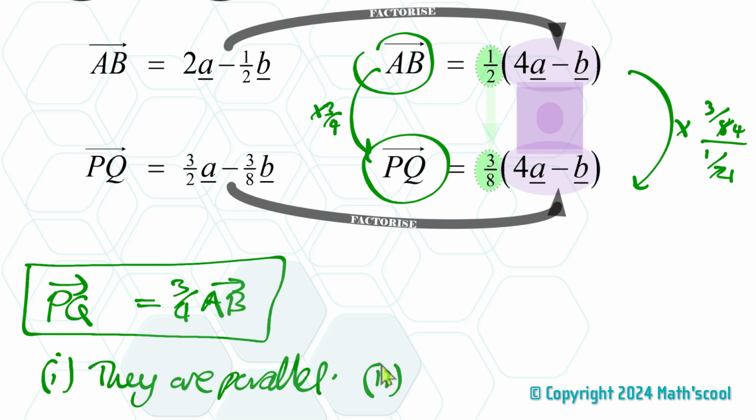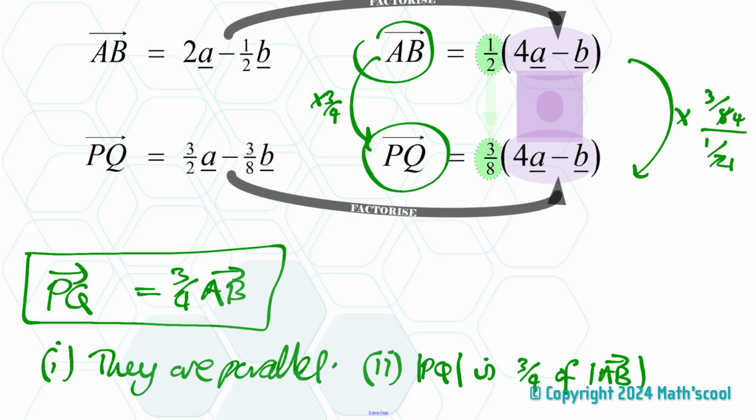And number two, it tells you that the length of PQ is 3/4, shall I just write 3/4? Shall I write 75%? I don't know. It's 3/4 of the length of AB. So that tells you PQ is 3/4 of the length of AB. So it's not quite as long as AB. It's 75% of the length of AB. AB is the longer one.